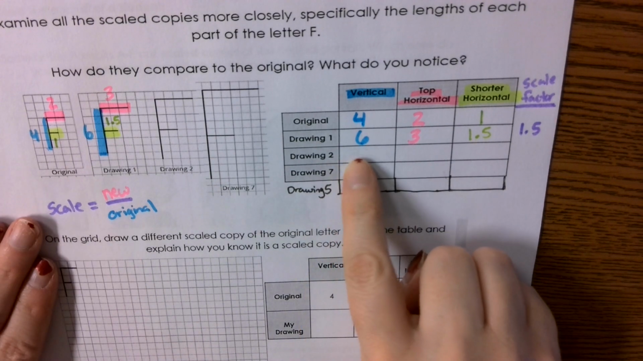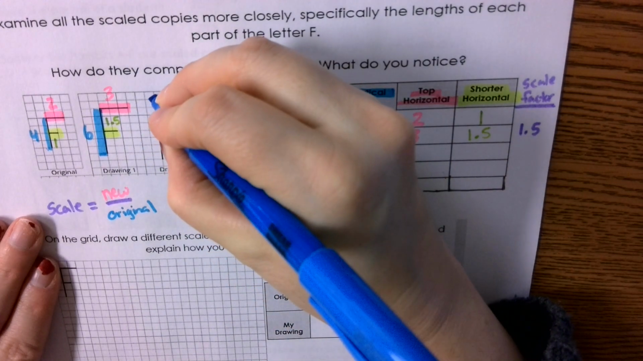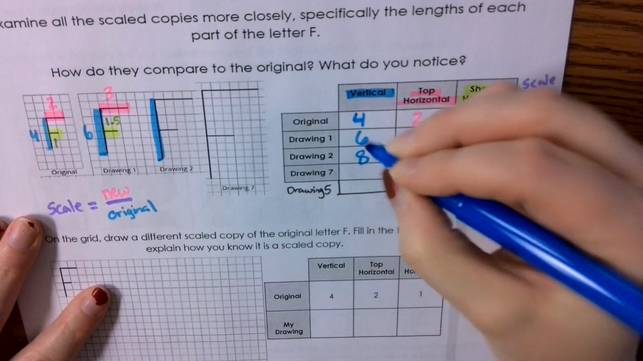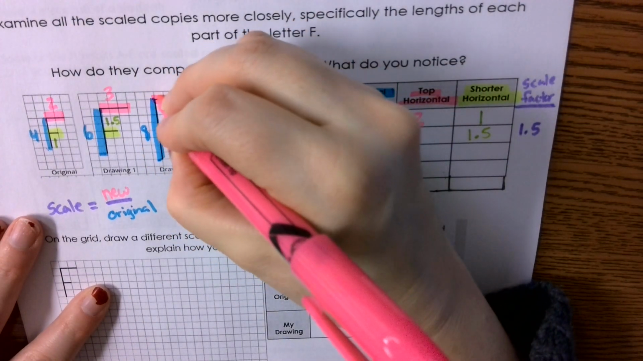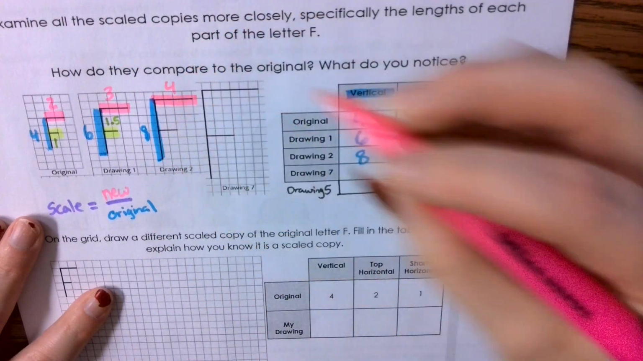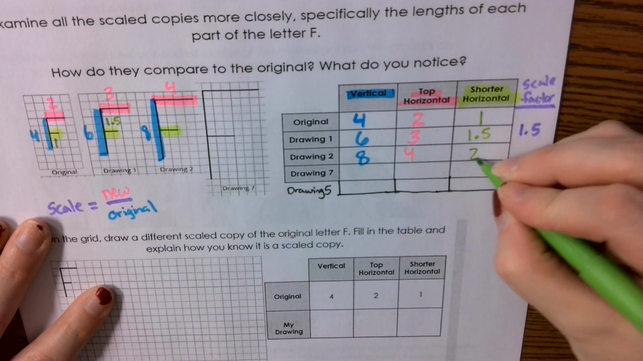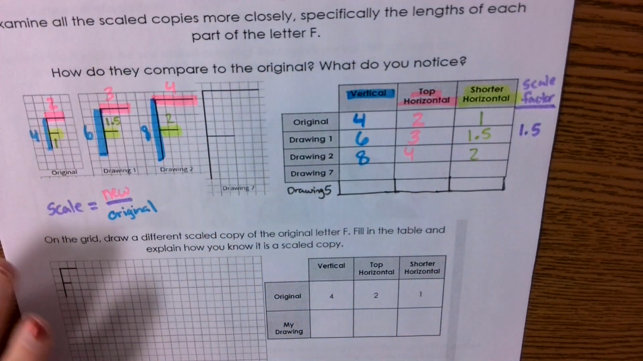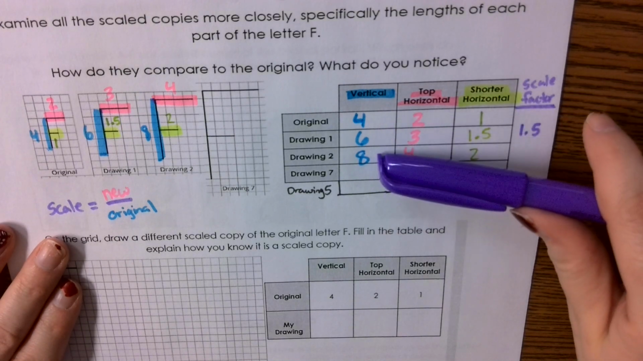All right, so for drawing 2, guys, what was the vertical height for drawing 2? 8. Okay, what was the top horizontal measurement? 4. Okay, and what was the middle horizontal measurement? 2.